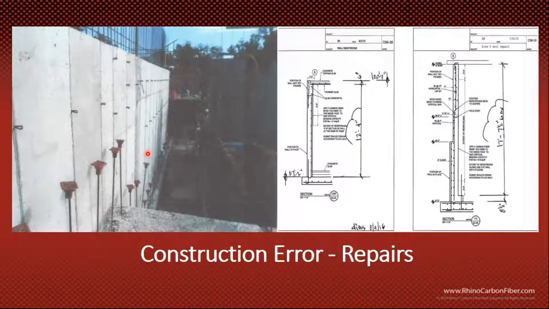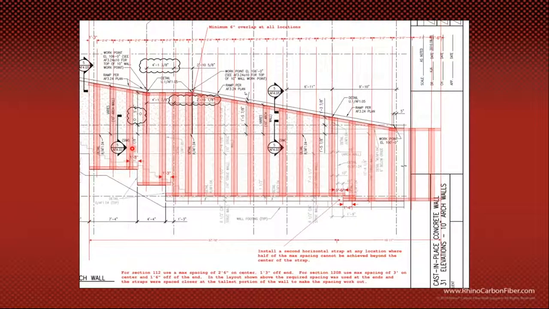The problem is, if you look at the wall without the proper rebar inside of the retaining wall, there's not enough flexure strength over there. So engineers came up with this fairly straightforward plan. We use carbon fiber to correct the construction error and efficiently solve the problem. Basically, they run vertical straps at a spacing and anchor them with horizontal straps at the top and bottom to provide extra flexural strength to the retaining wall.